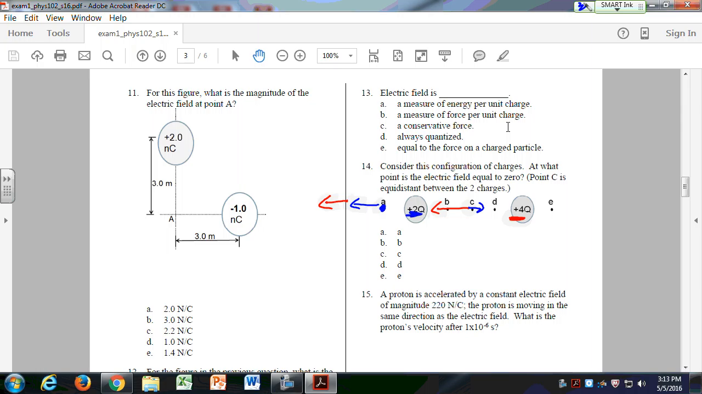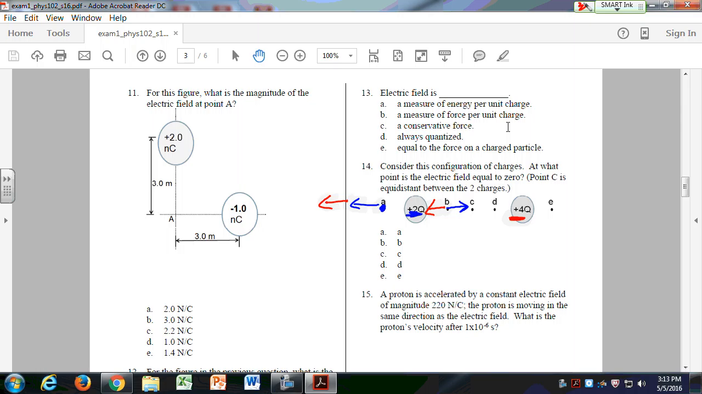But if we look at B, I'm closer to the plus 2Q charge and further away from the plus 4Q charge. So that is a point where those two electric fields can cancel out, because I'm farther away from the bigger charge and closer to the smaller charge. So I can have my electric fields become equal somewhere in this regime between the middle over here in this area. So B is the only possible answer.